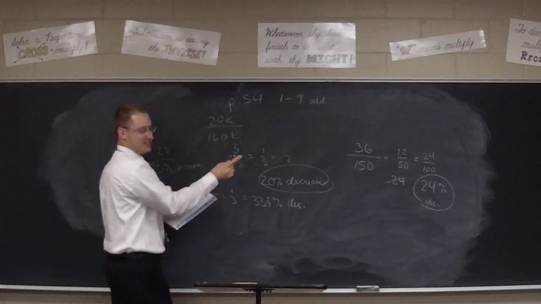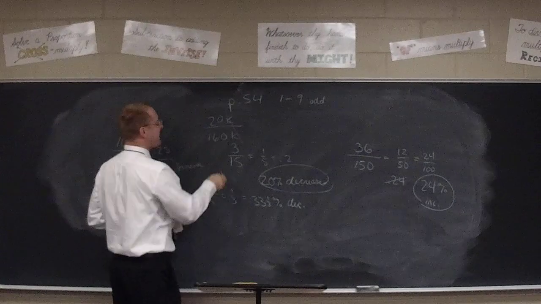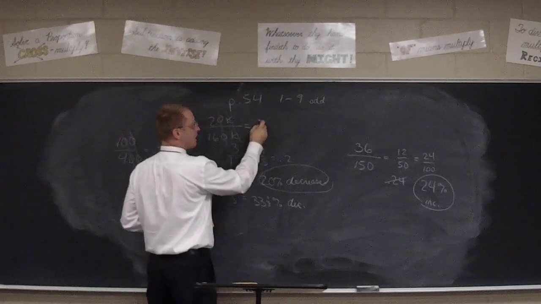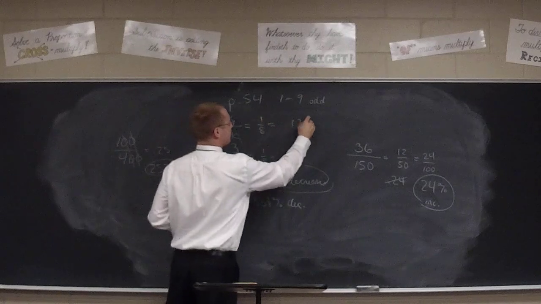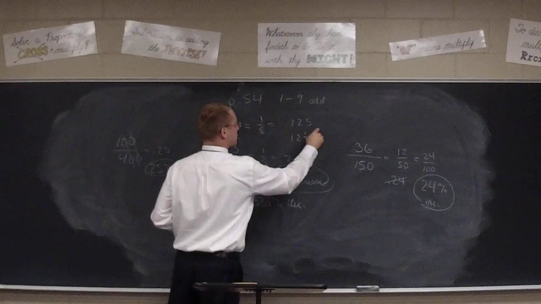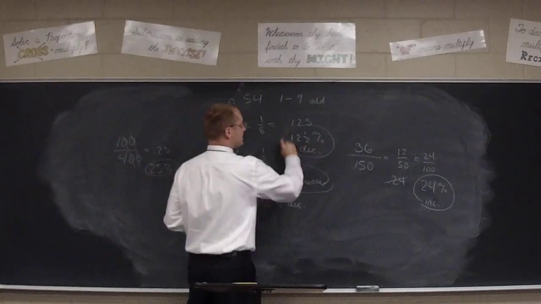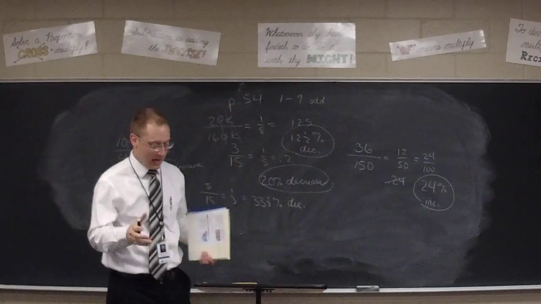160K. The K's cancel, or the thousands cancel, right? And also these zeros, 2/16 reduces to 1/8, which is 0.125, or 12.5%. Up or down? Down, 12.5% decrease. Let these be quick and easy.